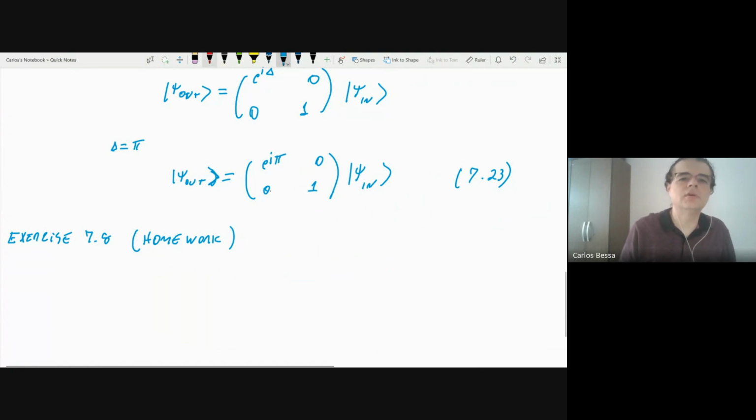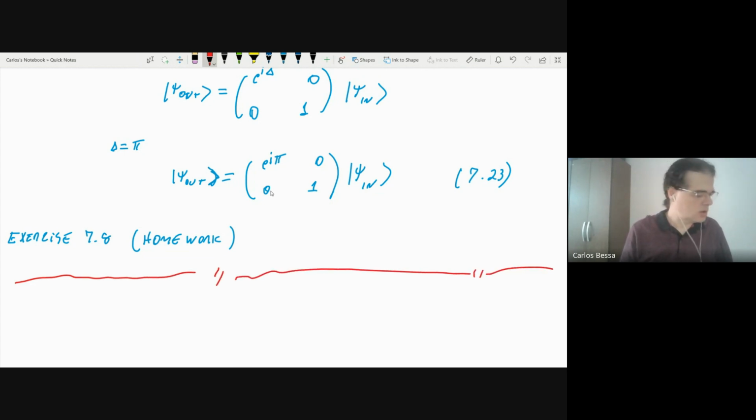And we also discussed more interesting things about beam splitters. So let's just remember the things we discussed about beam splitters.